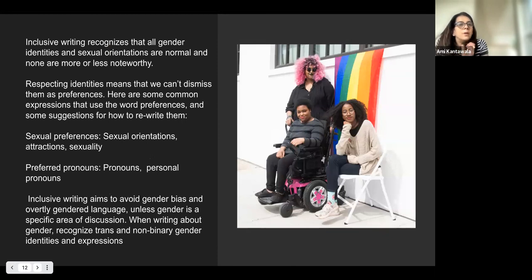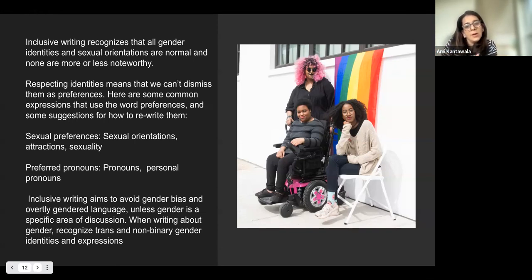The bit about understanding that gender identities and sexual orientations are normal, and none are more or less noteworthy, and having that understanding will help your writing. We don't dismiss these identities as preferences, and often we want to make sure that we write them correctly, not as sexual preferences or preferred pronouns, but personal pronouns. As you might see, a lot of folks write their pronouns in their email signatures now, or in presentations, and so on and so forth.